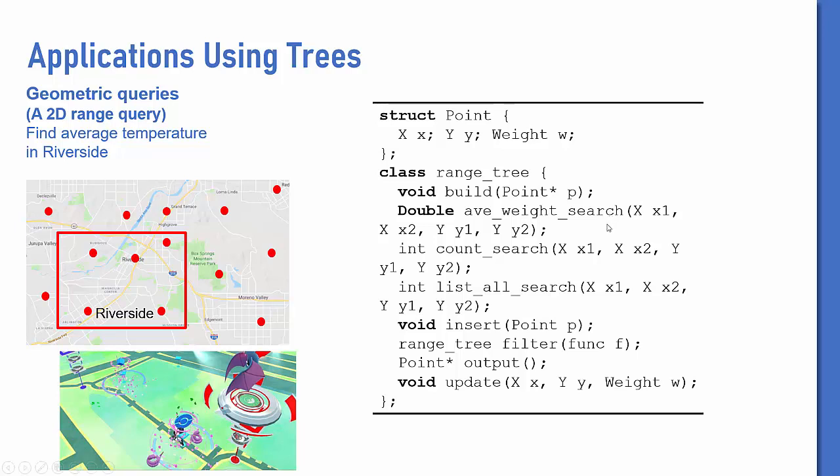In its interface, we may need to construct the tree, storing all the objects. We may also need to answer some queries. For example, given a rectangle, we want to report all the points inside it. Sometimes we only need the number of points or a weighted sum. Sometimes we need to list all of them, and so on.